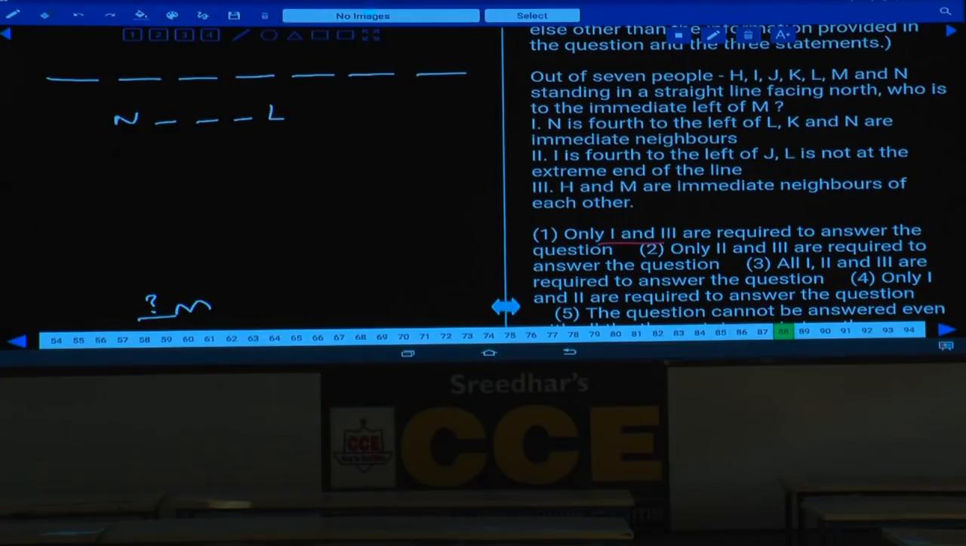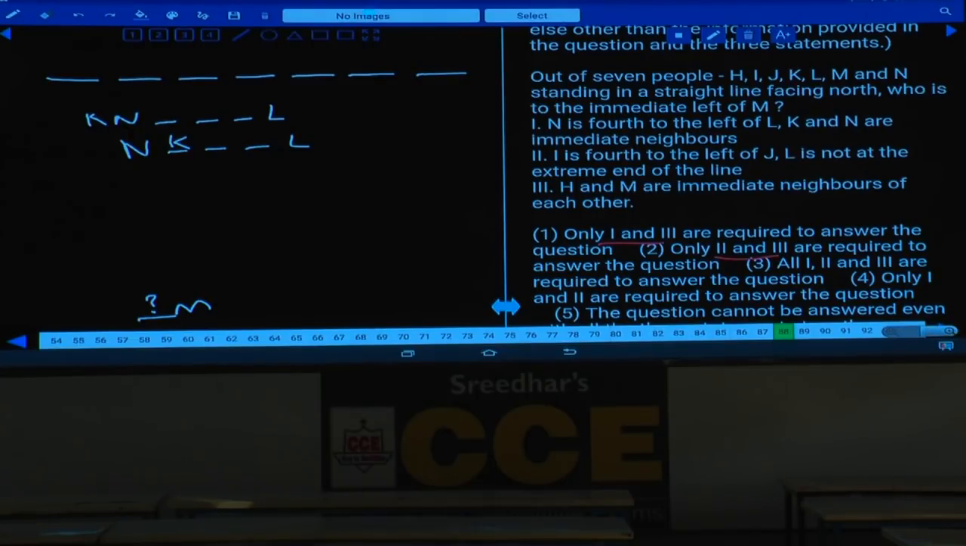And K and N are immediate neighbors. As K and N are immediate neighbors, K and N can be like this, or N is here 1, 2, 3, L. K and N can be like this. There are 2 possibilities. And condition number 1. Then condition number 3. H and M are immediate neighbors of each other. H and M can be at any one of these places, hence 1 and 3 is not sufficient. Then choice 2, 2 and 3.